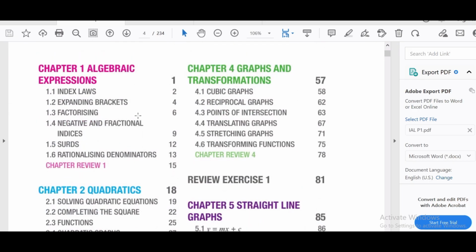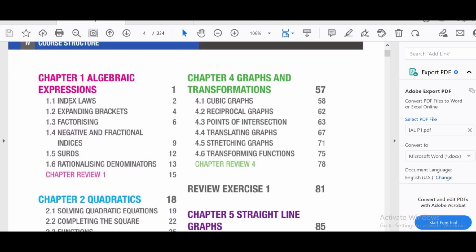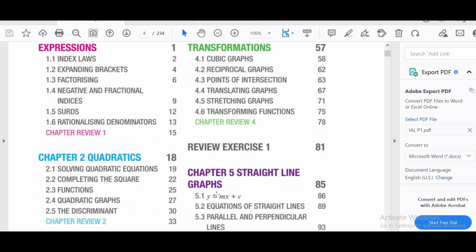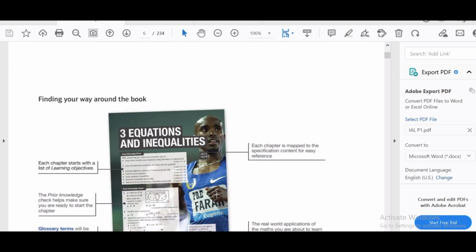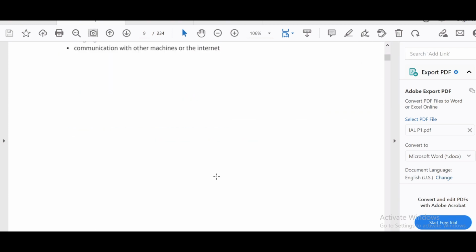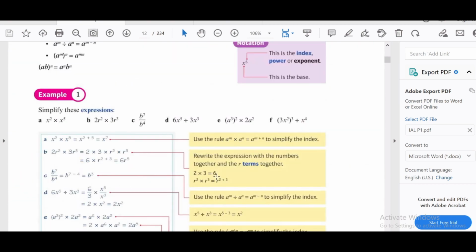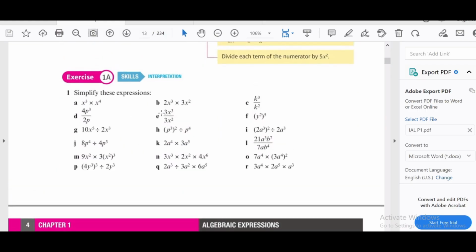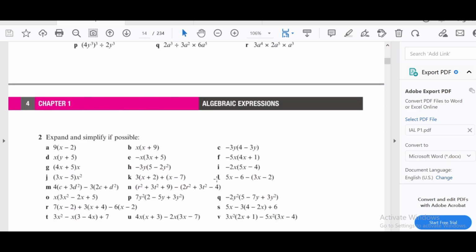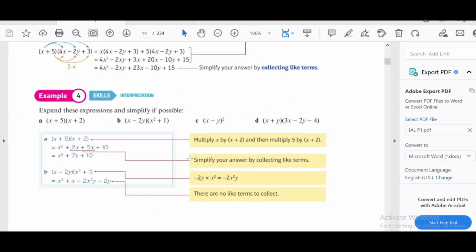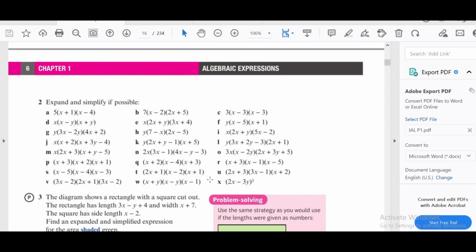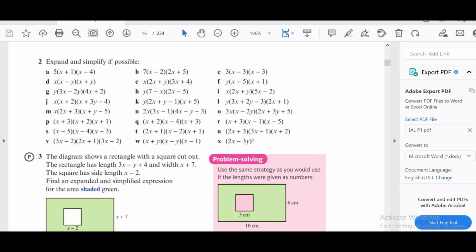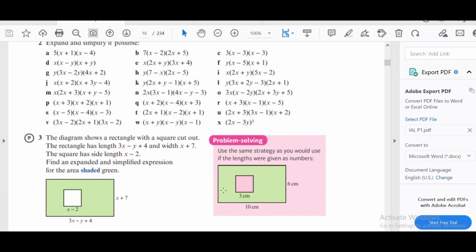If you go to chapter 1, there are 4 subtopics: index laws, expanding brackets and all, right? In every topic you will have 1 exercise. So if you go to the first chapter, first topic, you'll see example questions and then exercise questions. These are all like O-level math, too basic. And then in exercise questions, you will see questions marked as P. That means problem solving question. You need to use your little bit of brain to figure out how to solve it. That's problem solving questions, P.